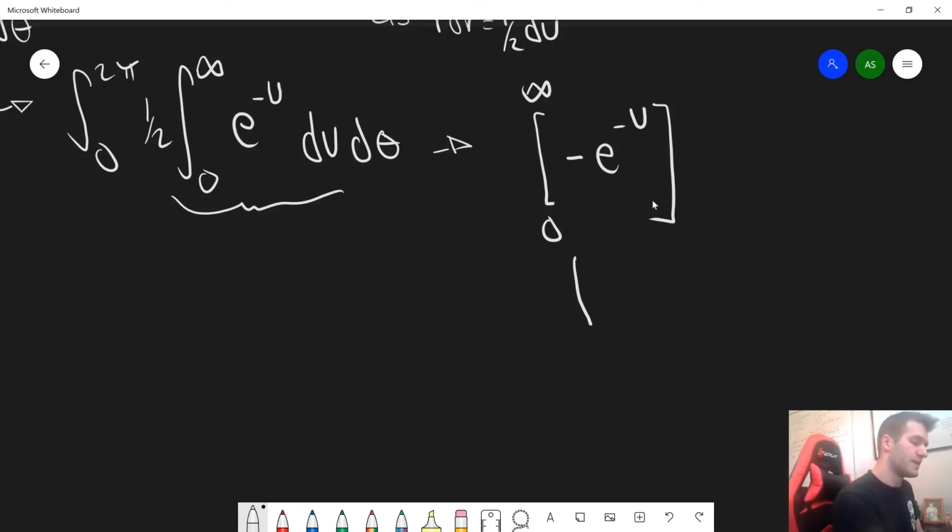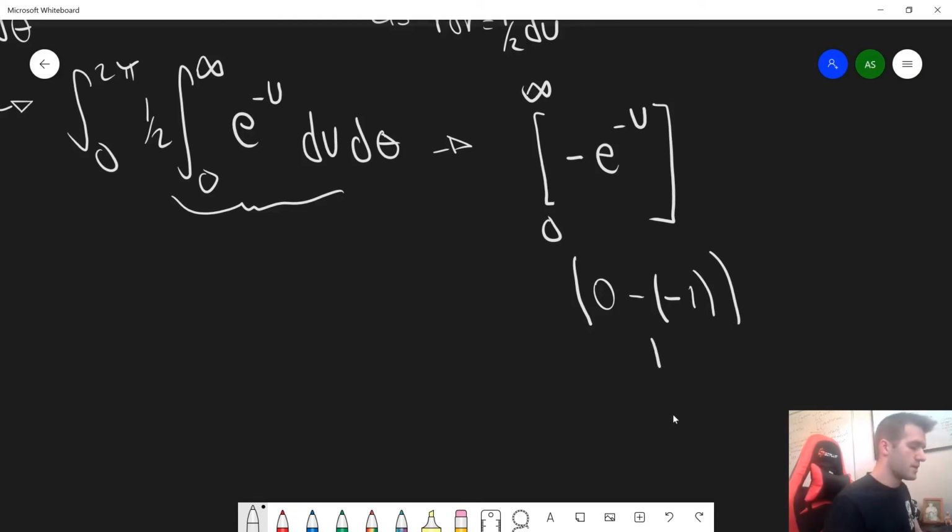So this is the same as negative 1 over e to the u. And if we plug in infinity for u, we're just going to get 0. And negative 0 is still 0, so we have 0 here. 0 minus, and since, remember, there's a negative here, and a minus minus, and 1 over e to the 0 is just 1. So this is going to be minus minus 1. We're going to have that there, which is just 1.